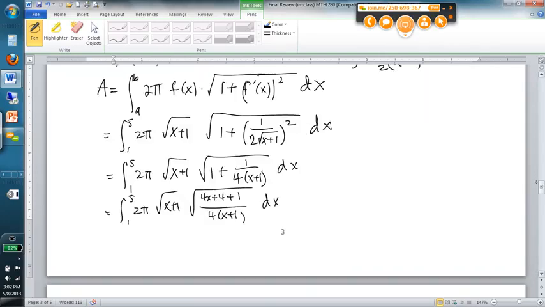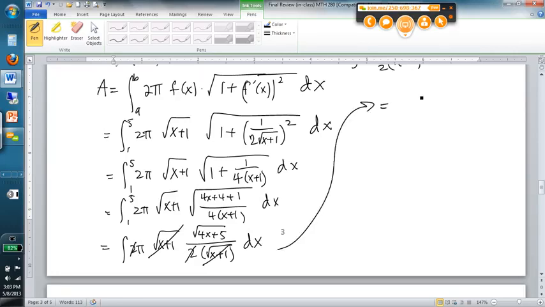Because then I'm going to take the square root of the bottom and the top. So the top would be the square root of 4x plus 5. The bottom would be 2 square root of x plus 1. The reason I'm going to do that is because that'll cancel out those nicely. So I'll wind up with, and the 2's cancel, the integral from 1 to 5 of pi square root of 4x plus 5, which is just a little u substitution.